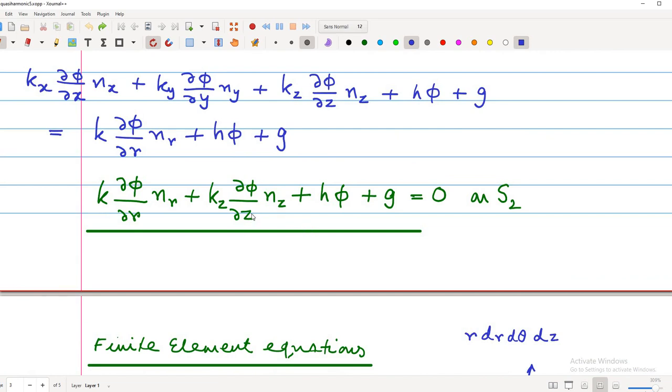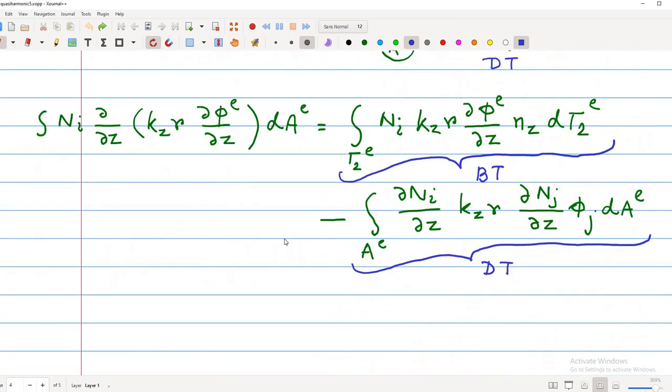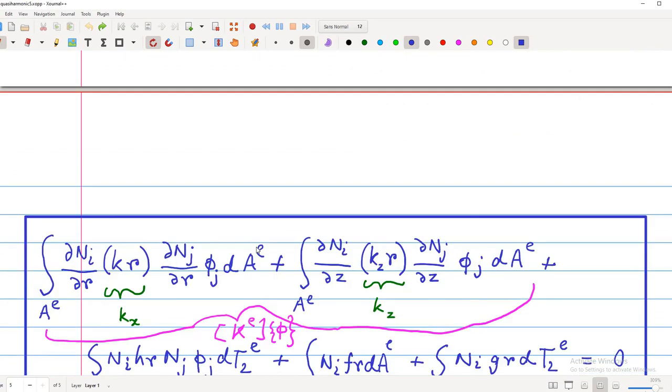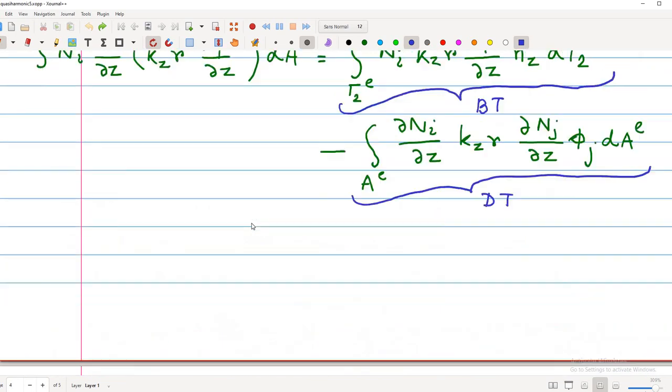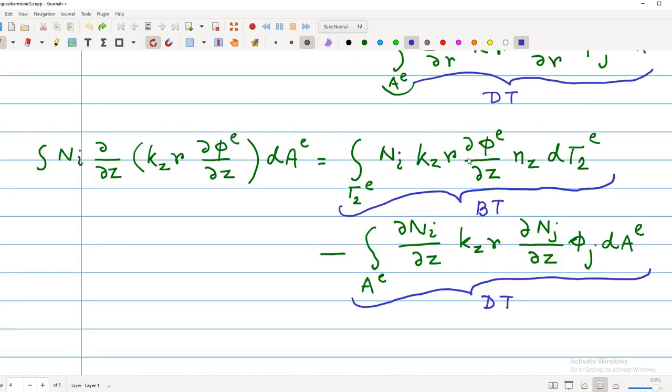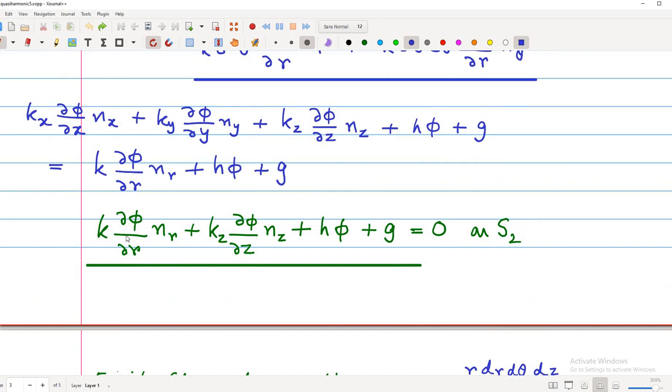So you use this boundary condition. So this plus this is minus h phi minus g. When you use that, then finally you get this equation. So here you see one r is multiplied, so with the boundary condition r will get multiplied, kr this, kz r this, plus h phi r or hr phi plus gr.